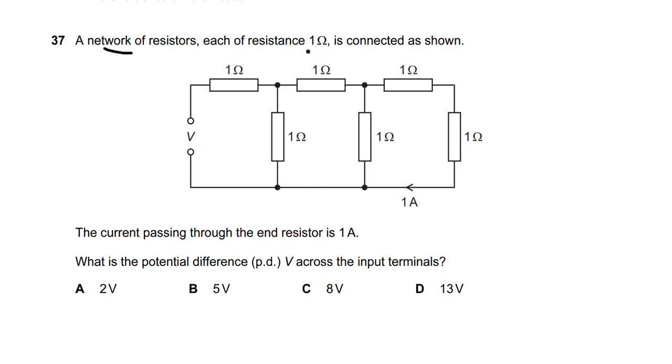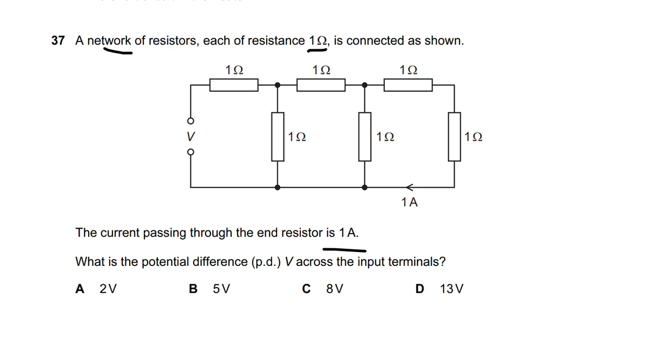Resistors, each of resistance 1 ohm, are connected as shown. The current passing through the AND resistor is 1 ampere. So what is the potential difference across the input terminals? They're asking us to figure out what this voltage is if you, for example, connect a voltmeter. And as they're not telling us anything about internal resistance, we're not going to be considering IR.